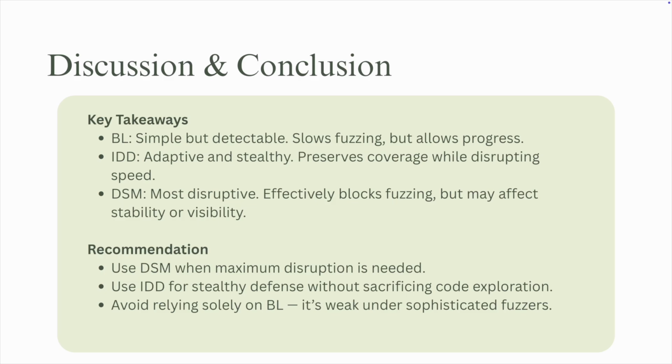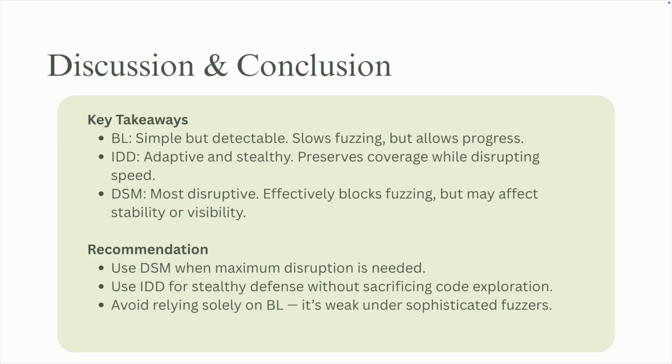DSM is by far the most powerful strategy. By redirecting execution before parsing even begins, it prevents the fuzzer from meaningfully exploring anything. In our tests, it produced almost no coverage or executions. However, it's also the most complex to implement and could interfere with instrumentation or debugging.